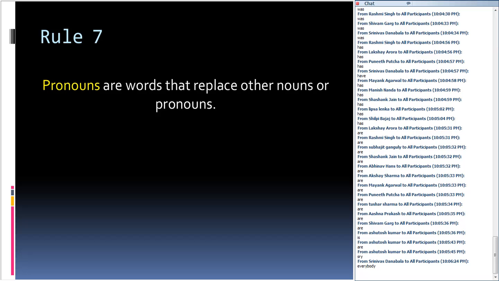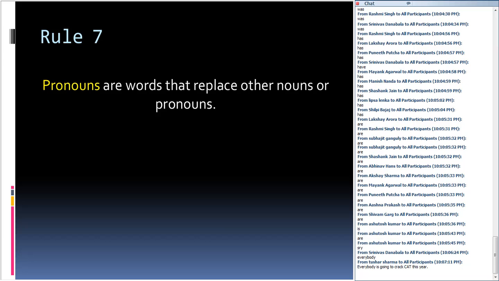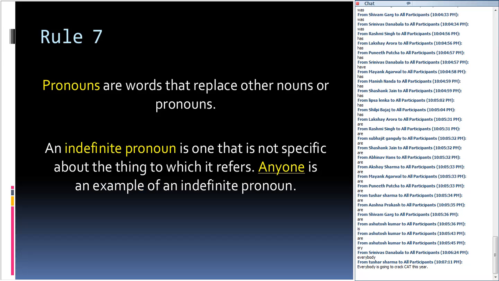So pronouns like he, him, she, they, it are called definite pronouns. They are called personal pronouns because you know who we are talking about. But if there is any pronoun in which you are not referring to any specific person, such pronouns are called indefinite pronouns. An indefinite pronoun is one that is not specific about the thing to which it refers.